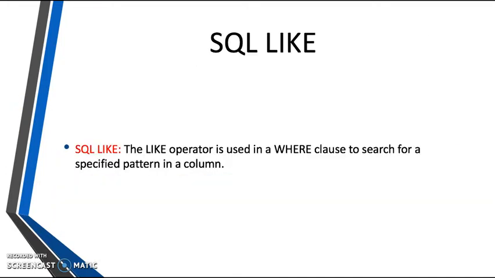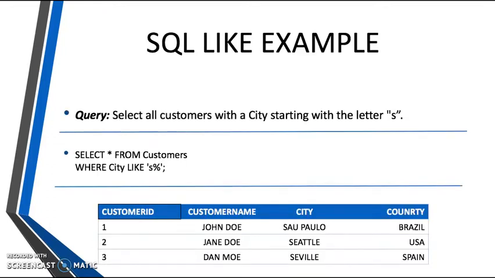Next, we have the SQL like operator, which is defined as the operator used in a where clause to search for a specified pattern in a column. In this example, the query reads, select all customers with a city starting with the letter S. The code executed is select * from customers where city like 'S%'. Then we see the cities starting with S in the output here, which are Sao Paulo, Seattle, and Seville.